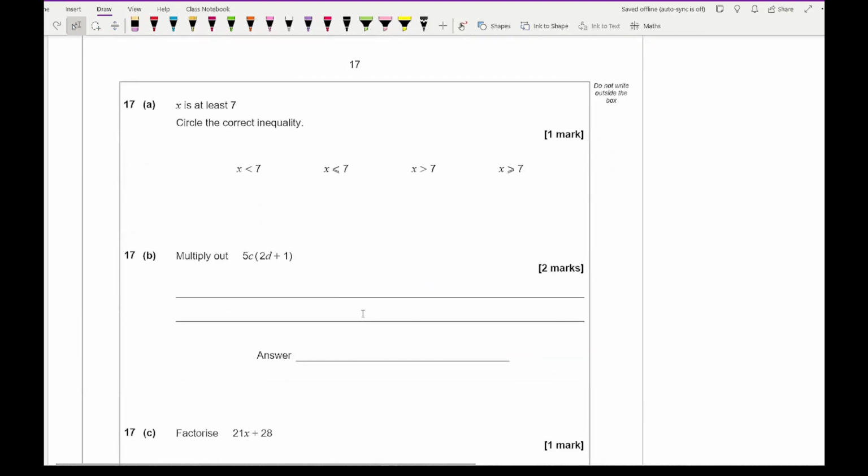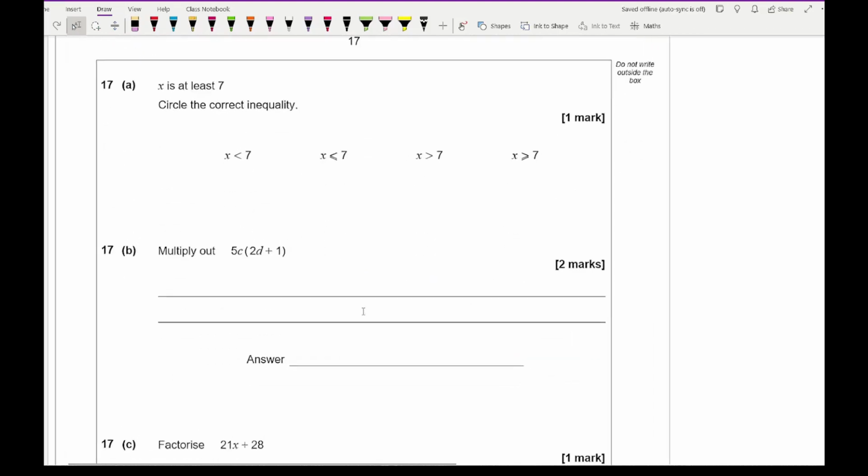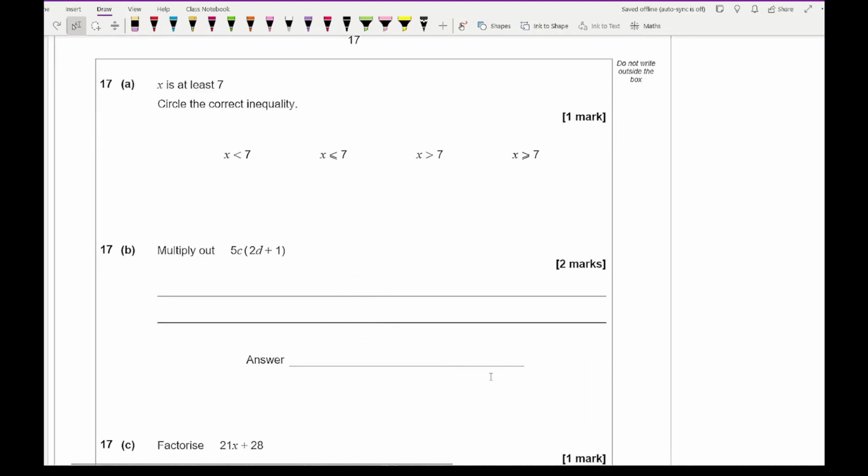Then moving on to question 17, it says that x is at least 7, circle the correct inequality. Well, at least 7 means that the smallest x can be is 7, so x has got to be bigger or equal to 7, and that is the fourth option.